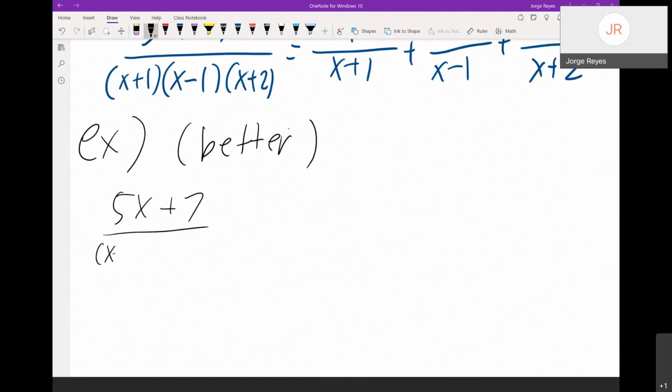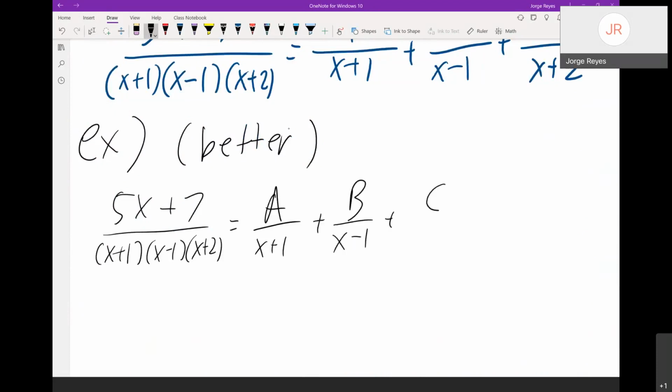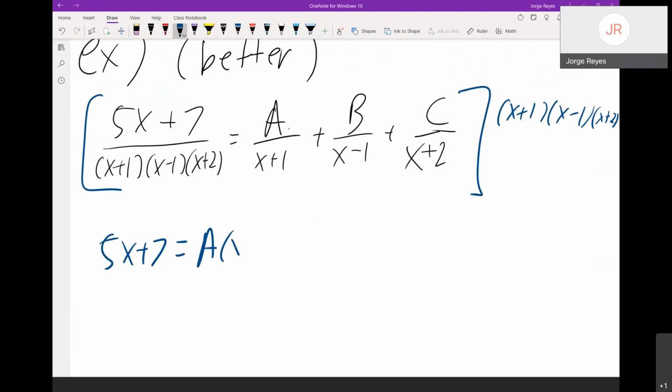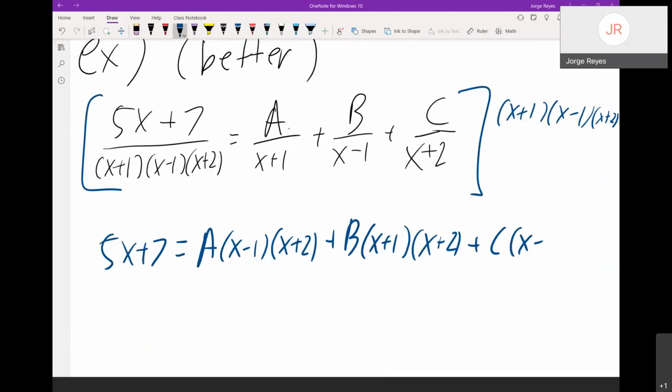So we have this thing. Remember: A over x plus 1, B over x minus 1, C over x plus 2. When we multiply everything by x plus 1, x minus 1, x plus 2, we get here A times (x minus 1)(x plus 2), B times (x plus 1)(x plus 2), and then C times (x plus 1)(x minus 1).